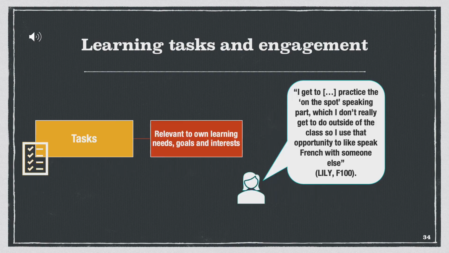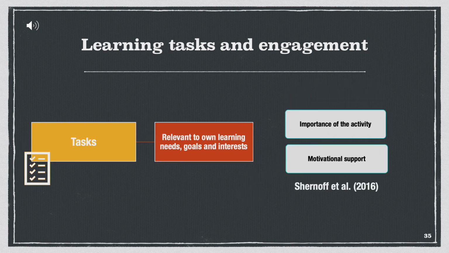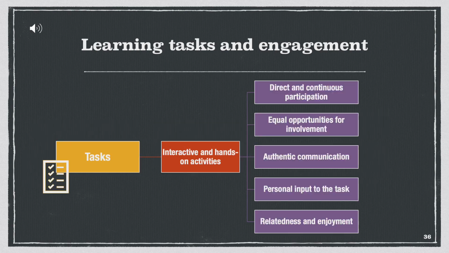She explains how the French class is useful to actually get some speaking practice. She said, I get to practice the on-the-spot speaking part, which I don't really get to do outside of the class. So I use that opportunity to speak French with someone else. And similarly, in Jenefer and colleagues' model, the importance and relevance of the activity and also the motivational support offered by the task through the provision of autonomy, a sense of competence, and interest development were key components of an optimal learning environment.